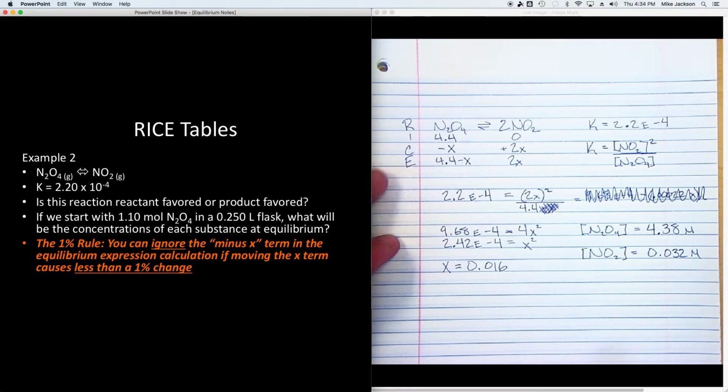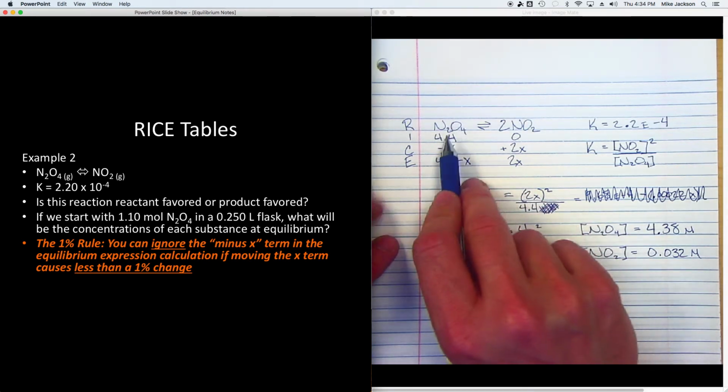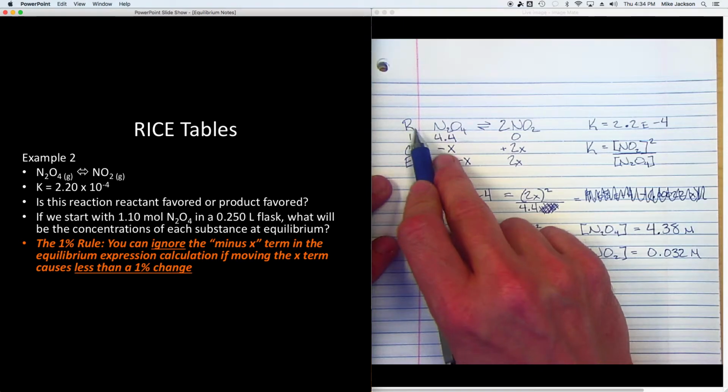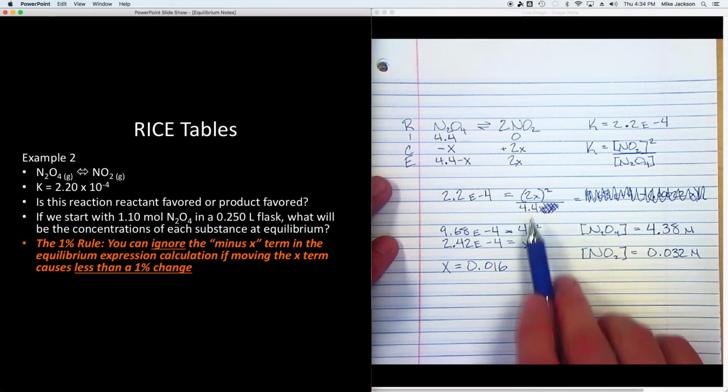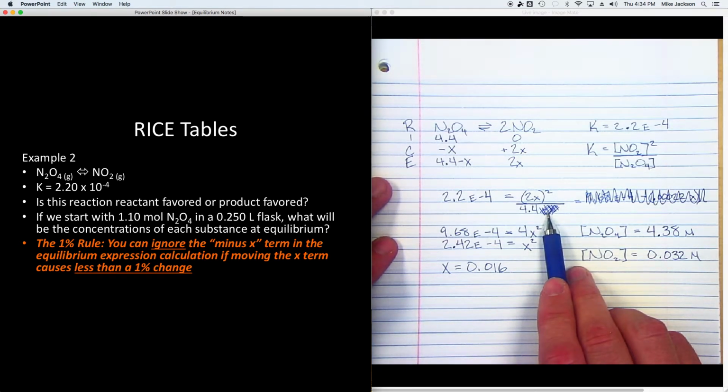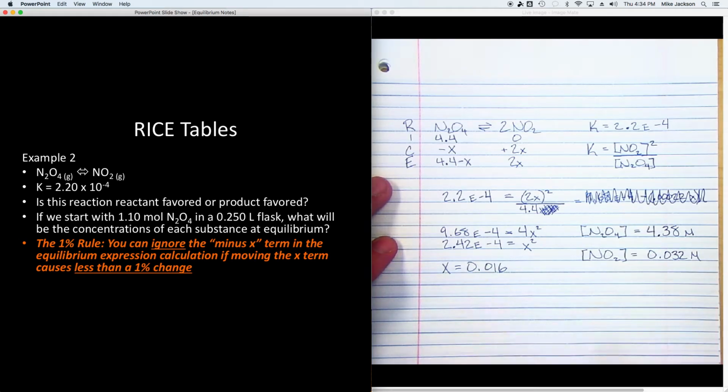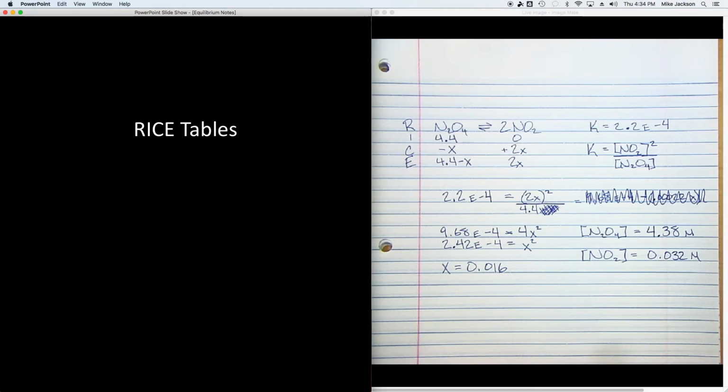And using RICE tables is really not that big of a deal. They make our lives a lot easier. Just remember reaction, initial, change, and equilibrium. Now, if we were to keep this minus x term in, this would turn into a quadratic equation, and we'd have to use the quadratic formula. However, I am not going to do that to you. They don't do that to you in AP chemistry, so I did that to my students today just to mess with them and scare them. So you're welcome for that.